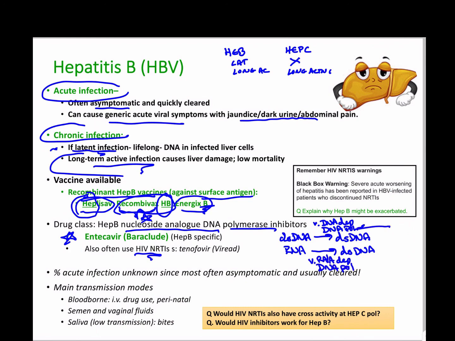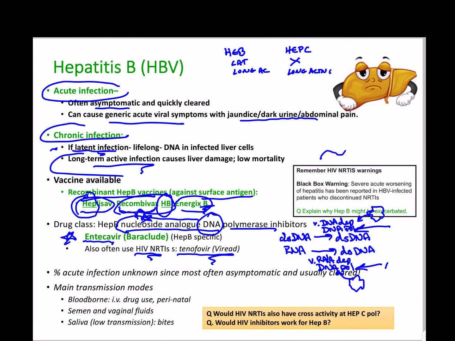And it's the fact that these are both DNA polymerases that means if we're using a nucleoside analog that looks like a DNA nucleoside, we're lucky enough that some of the analogs that would go into reverse transcriptase are also going to go into the hepatitis B polymerase. So while entecavir is the Hep B specific one, some of the HIV nucleoside reverse transcriptase inhibitors will also have some activity at decreasing Hep B replication.